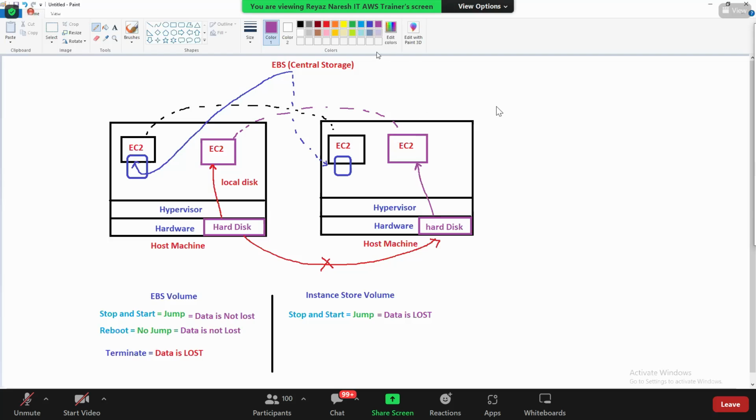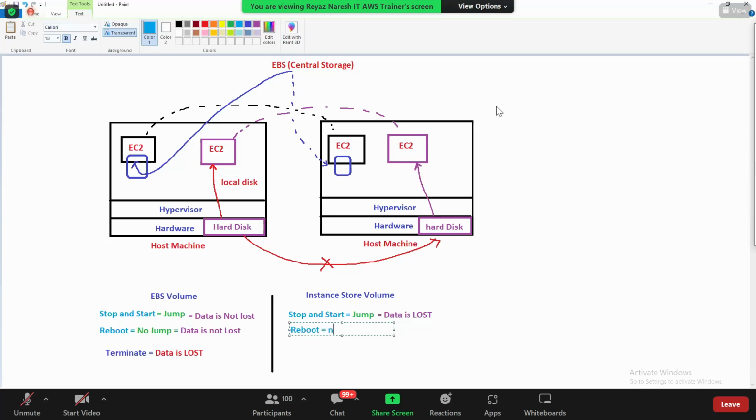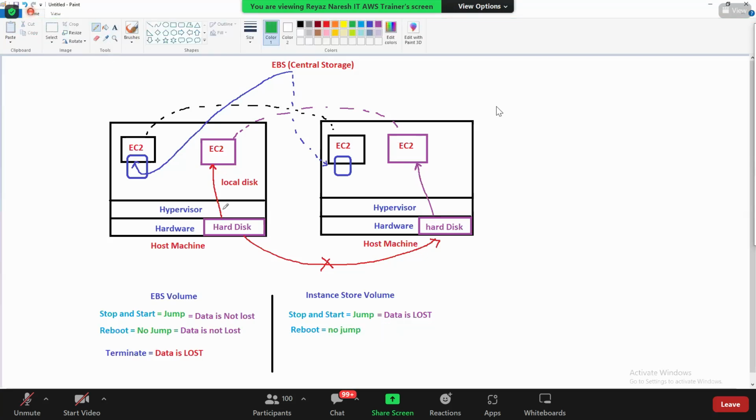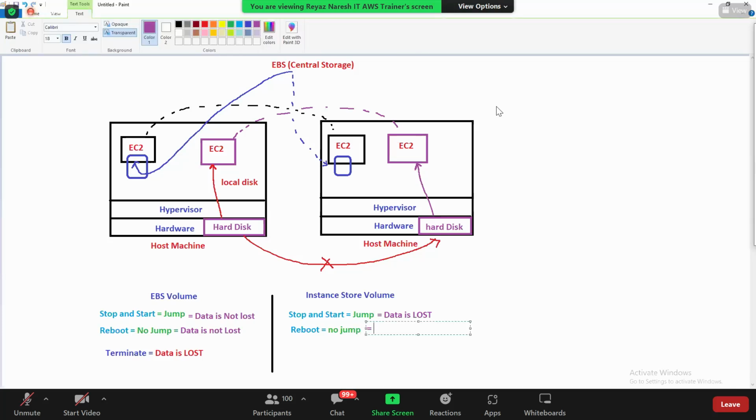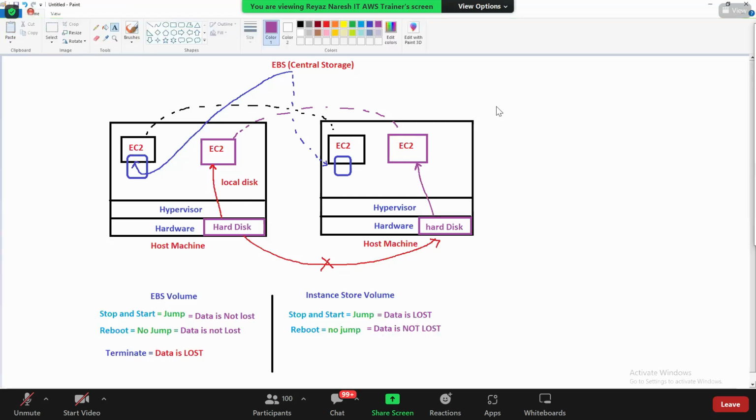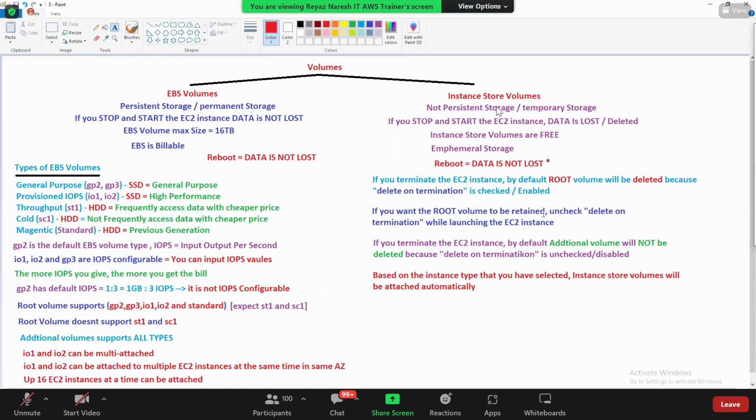Okay, now question: if I reboot, jump or no jump? If it is no jump, the machine is sitting on the same host machine, so it is still connected to the local hard disk. If I reboot, the data is not lost. That is the thing that I told you earlier. Do you relate it now? If you reboot, data is not lost.